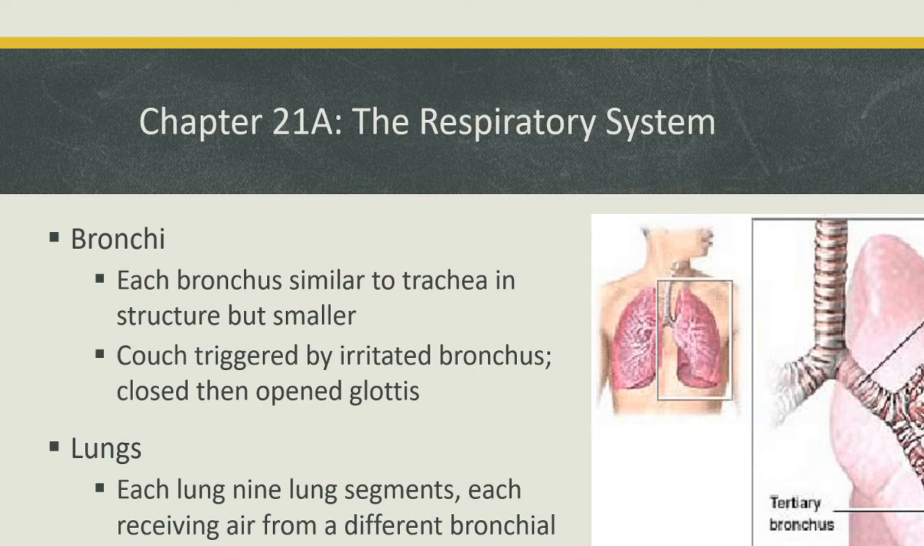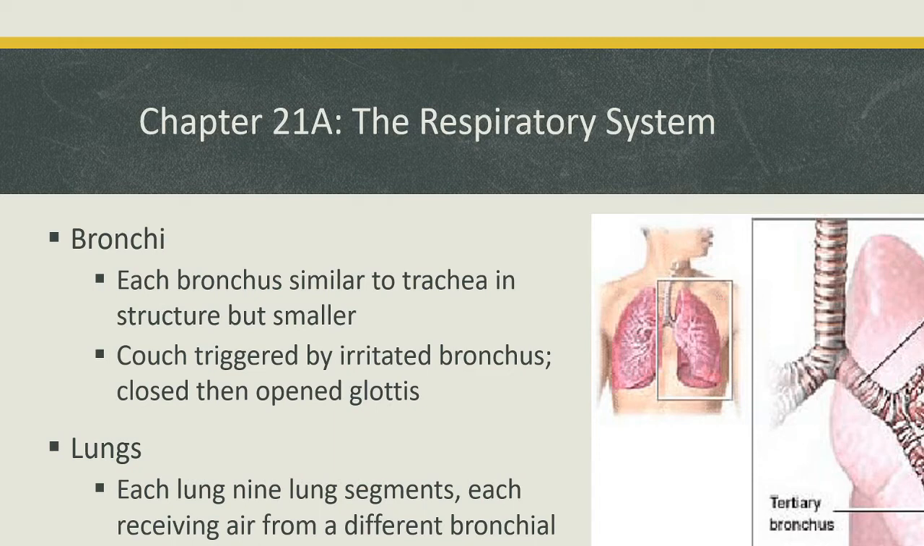And then each lung has 9 different lung segments, and each one of those segments receives air from a different bronchial branch or a different bronchial tube. At the end of each of those bronchial branches, all the way down, they terminate in a bunch of different alveoli. These alveoli are microscopic bubble-like sacs, and you have approximately 300 million of them in your lungs.